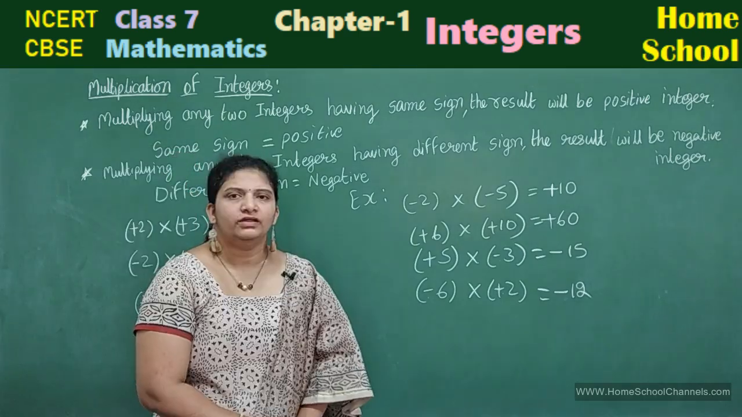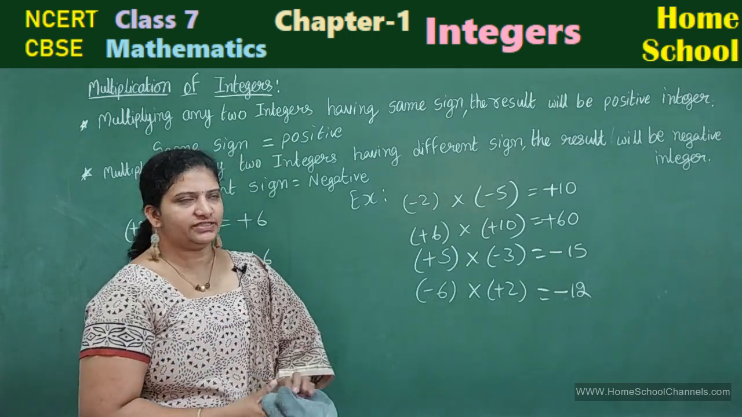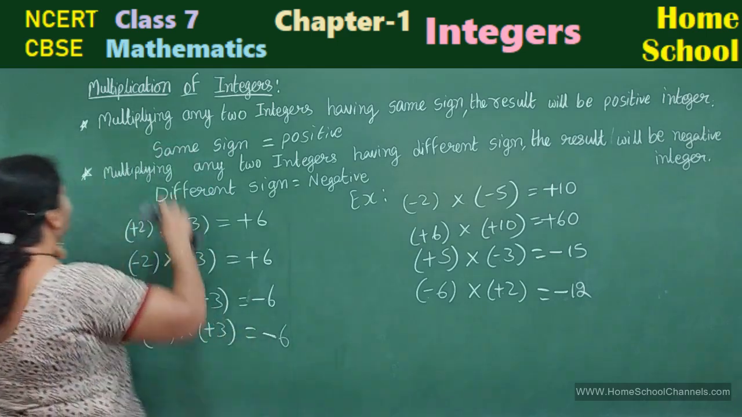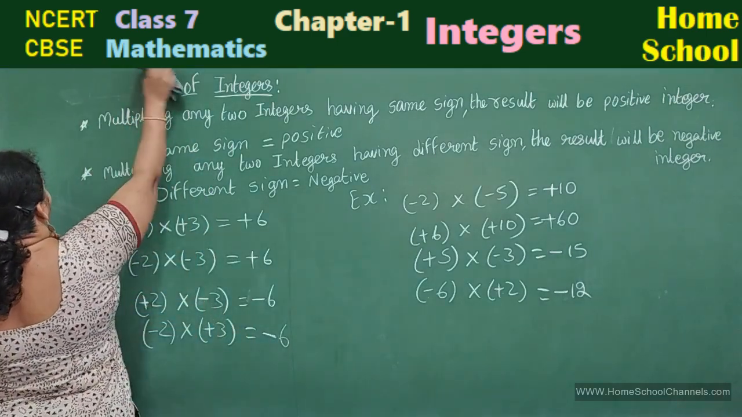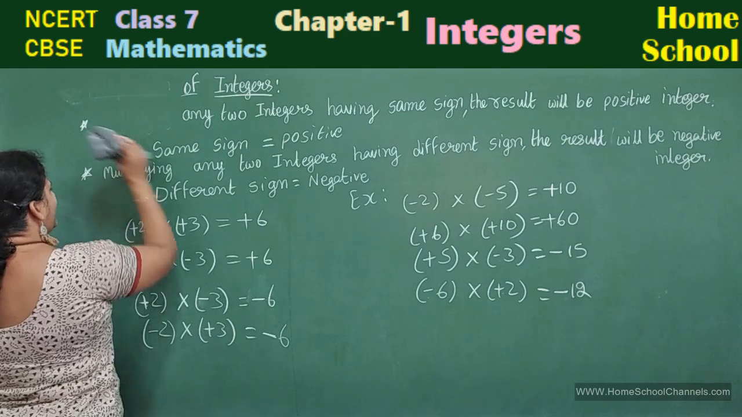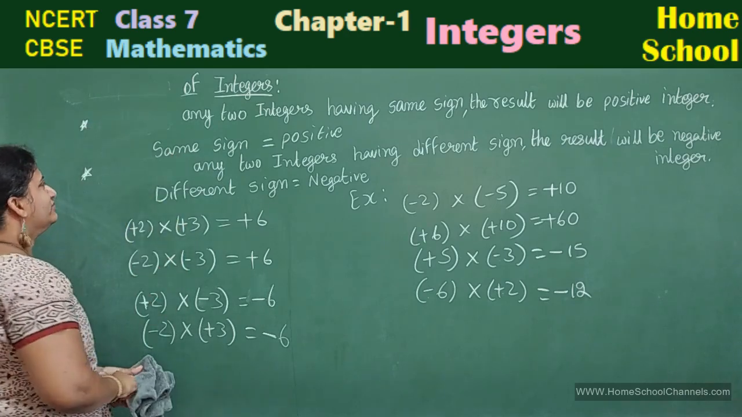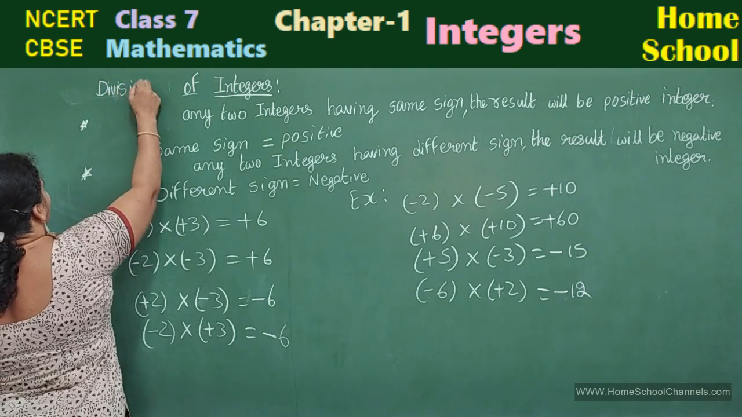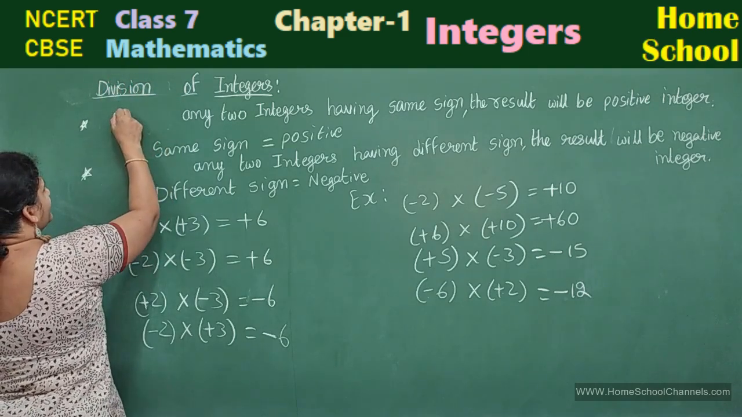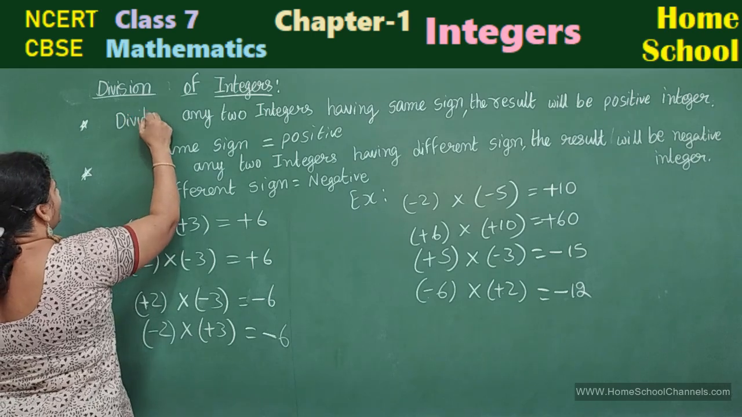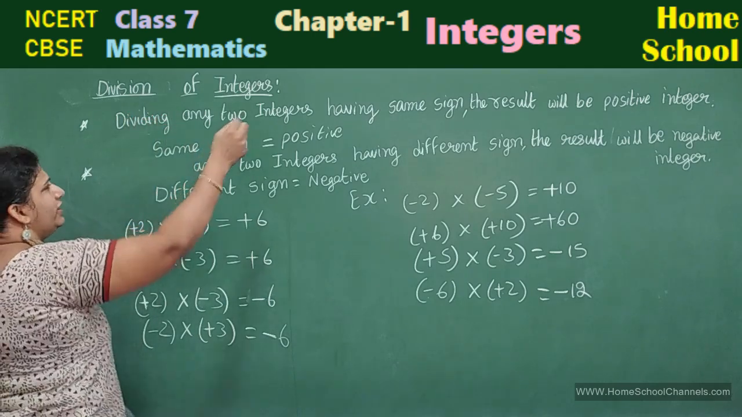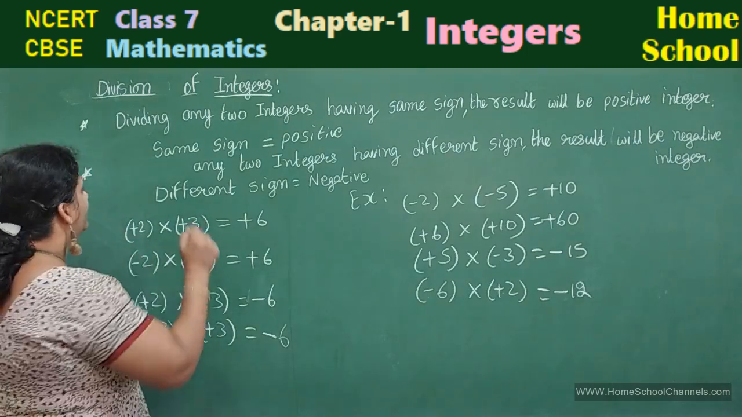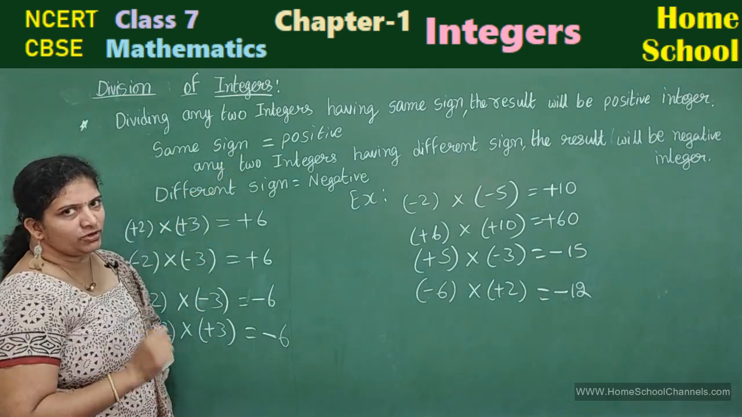Now the next concept is division of integers. There is no change between division and multiplication. Let us see here. Wherever you have multiplication, I just go with division. Division of integers. Dividing any two integers having the same sign, the result will be positive. Same sign, result will be positive.